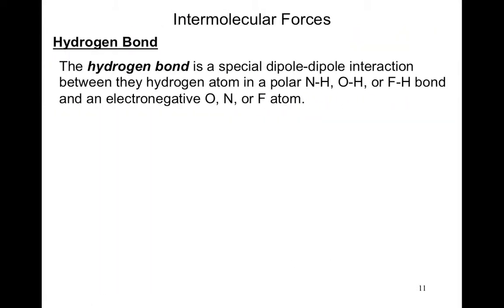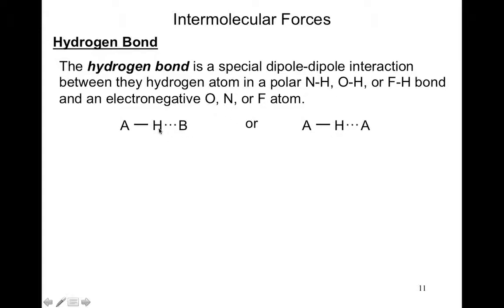So hydrogen bonding is a special dipole-dipole bond between hydrogens and nitrogen, oxygen, or fluorine. I remember FON, like a baby fawn is a FON, F-O-N. Those are all the atoms that can form a hydrogen bond. And so you just look at something and see if it's got a hydrogen bonded to one of these, it's probably going to be hydrogen bonding.